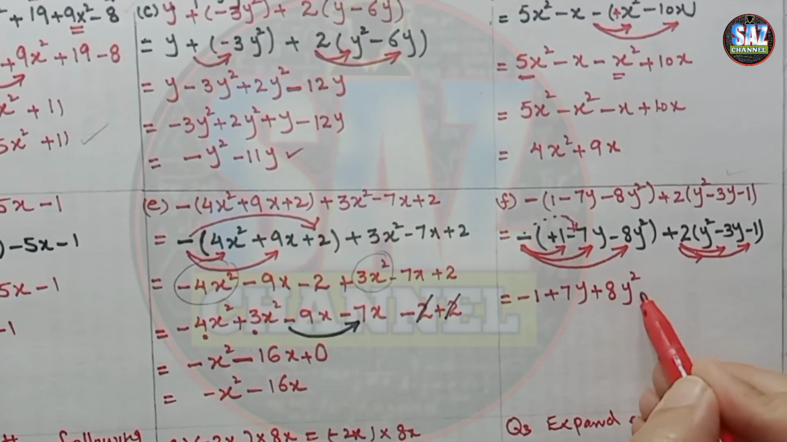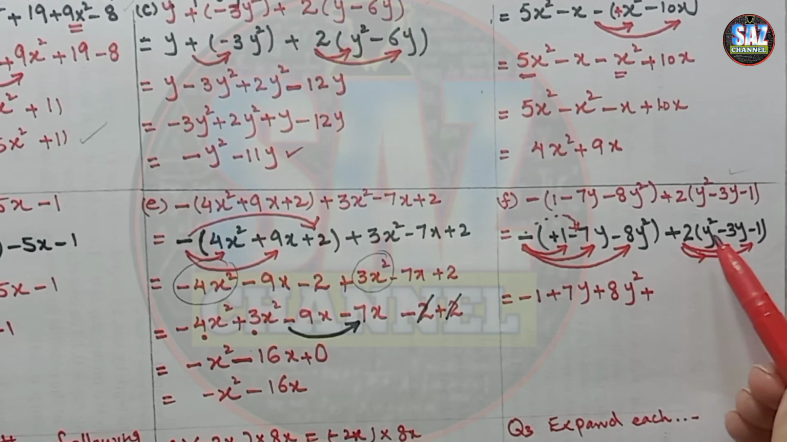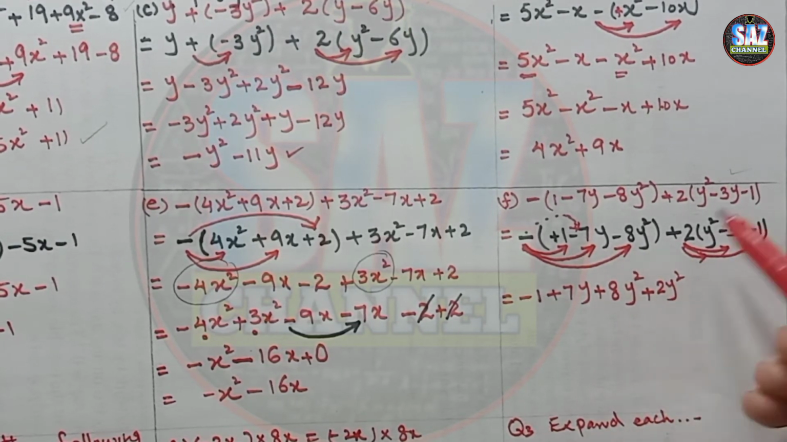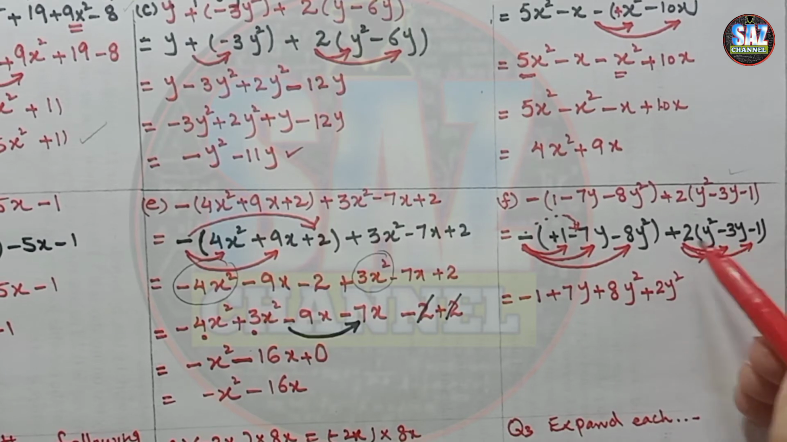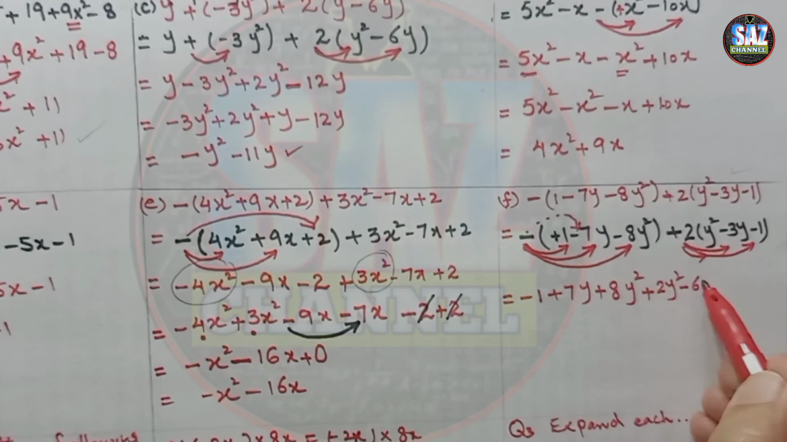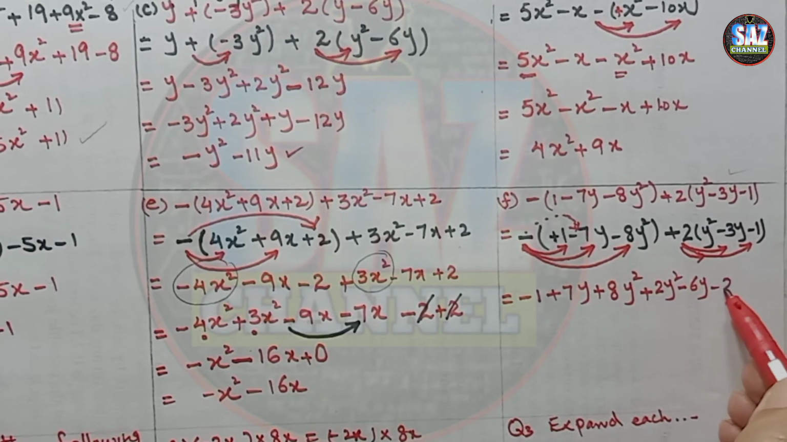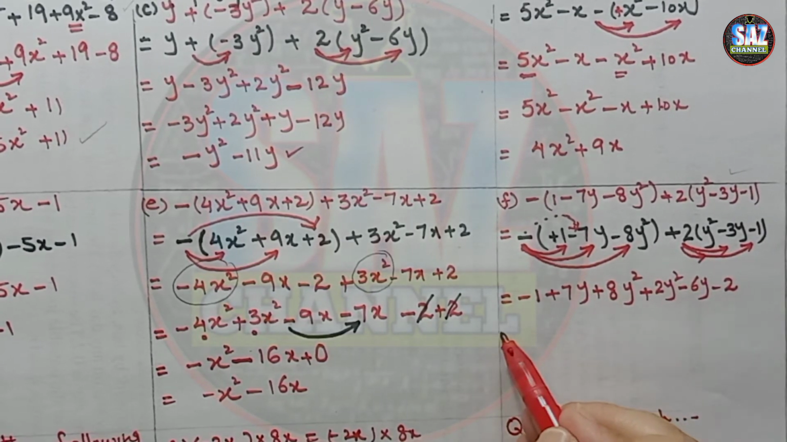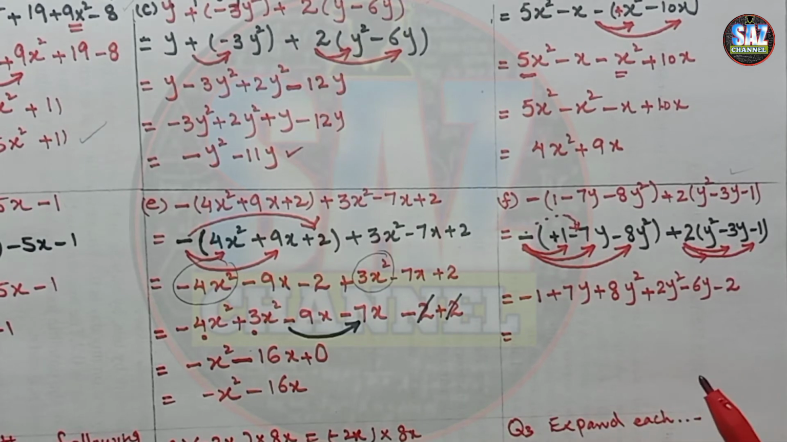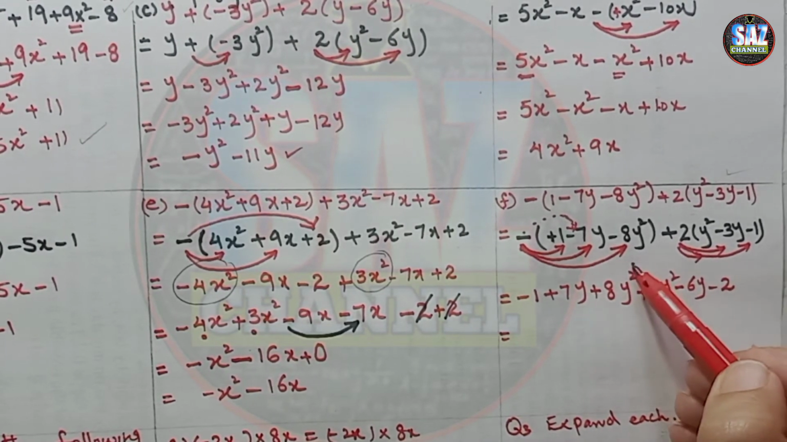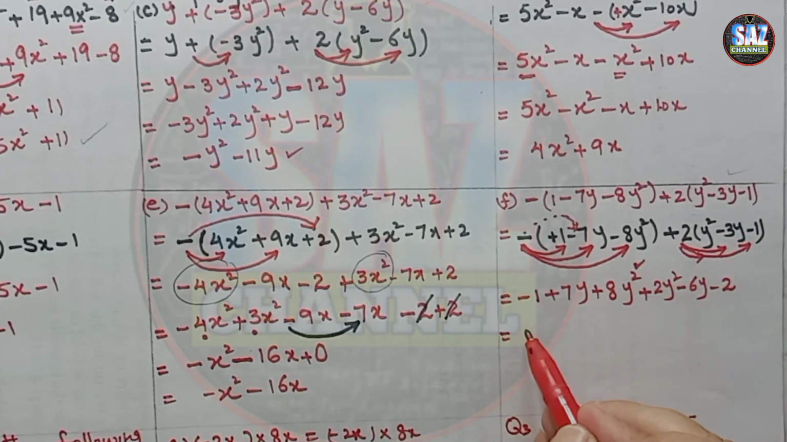Coming to the second bracket, that 2 will be multiplied by y square. This is 2y square. Then 2 multiplied by minus 3 will give me minus 6y, and 2 multiplied by minus 1 will give me minus 2. Okay, we have removed the brackets. We have applied the distributive property, and now is the time to write down the like terms together.